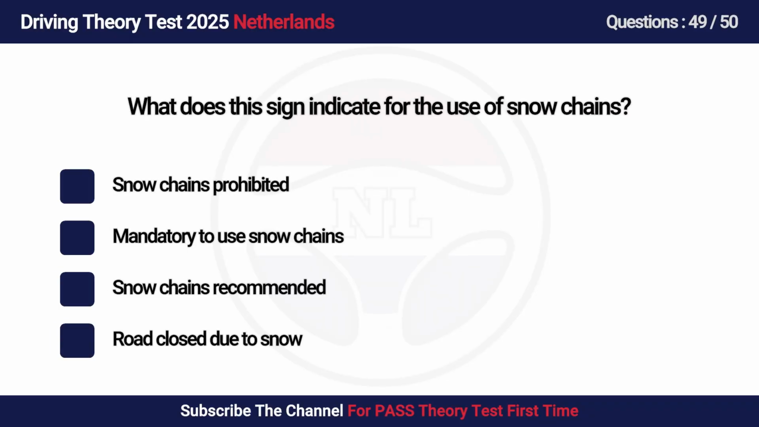Question 49. What does this sign indicate for the use of snow chains? A. Snow chains prohibited. B. Mandatory to use snow chains. C. Snow chains recommended. D. Road closed due to snow.